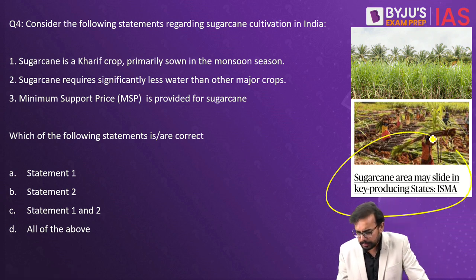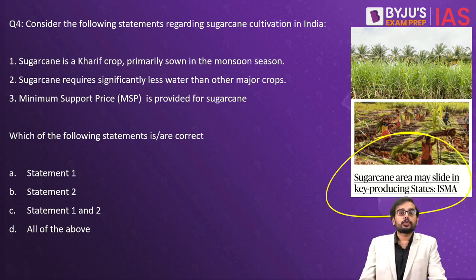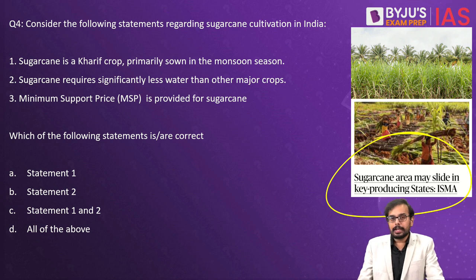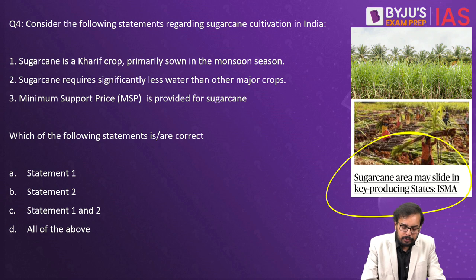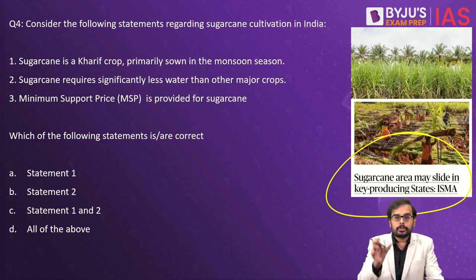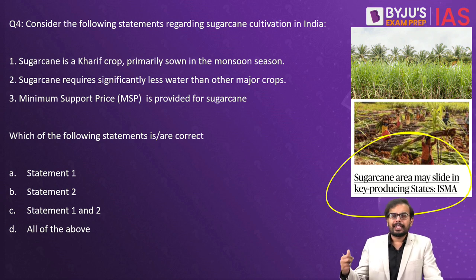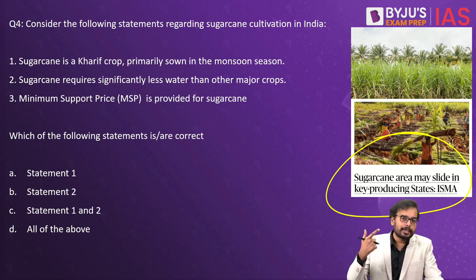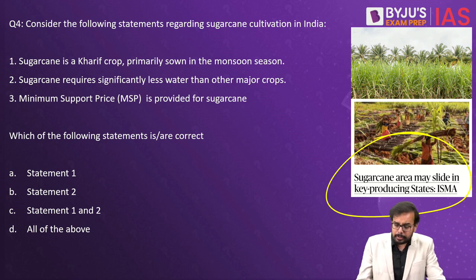So in today's newspaper, there's an analysis that the cultivation of sugarcane in this year will come down. Again, the topic of sugarcane is much repeated in your UPSC paper. I think it was there in 2022, once it was there in 2020. So multiple times sugarcane concepts do come in UPSC. So please focus here. Consider the following statements regarding sugarcane cultivation in India.